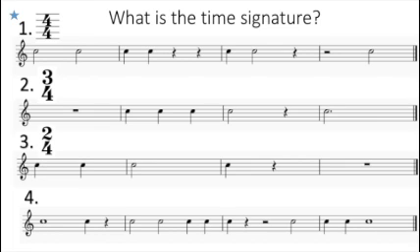Which we know gets 4 beats. But we also have some more in this measure. So let's see. We have 4, 5, 6, 1, 2, 3, 4, 5, 6. 1, 2, 3, 4, 5, 6. And 1, 2, 3, 4, 5, 6. So we have to do math in music. They all work hand in hand. And we can say that this has 6/4. 6/4, meaning 6 beats per measure, and the quarter note gets 1 beat.